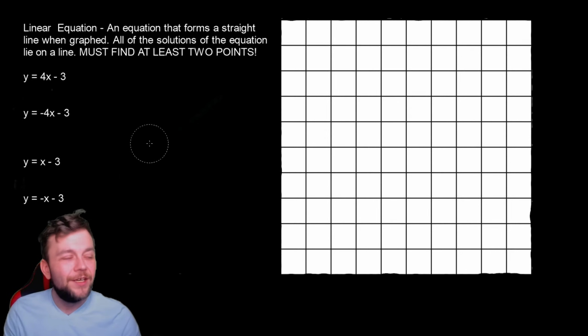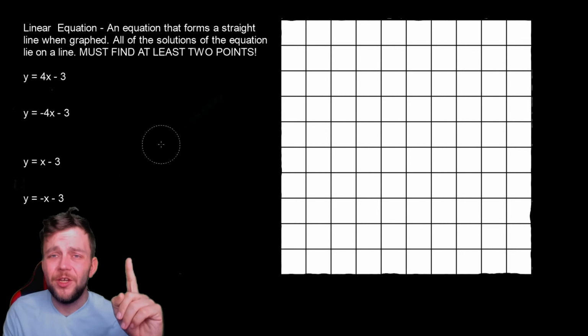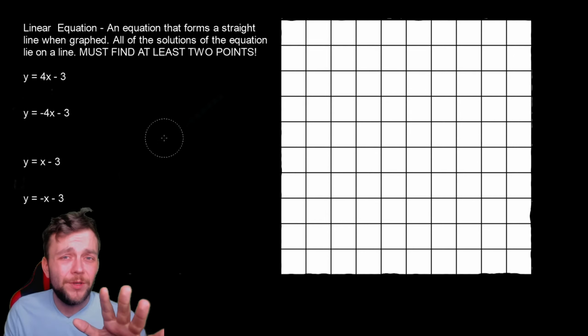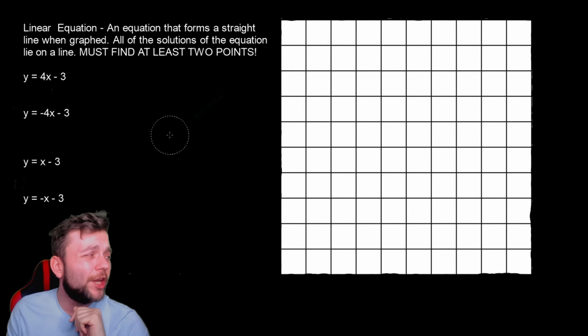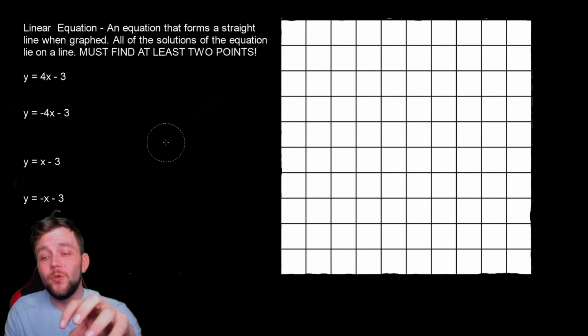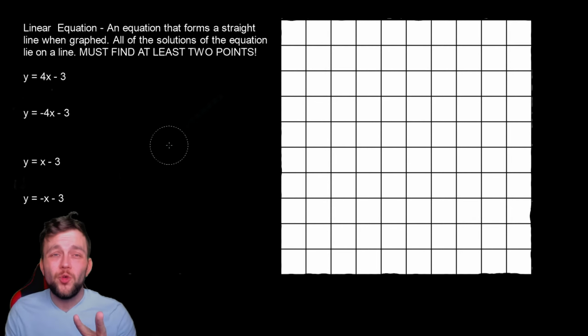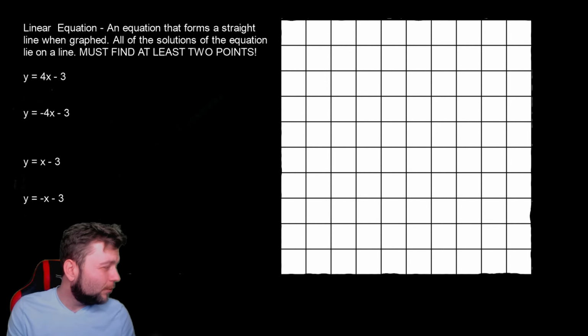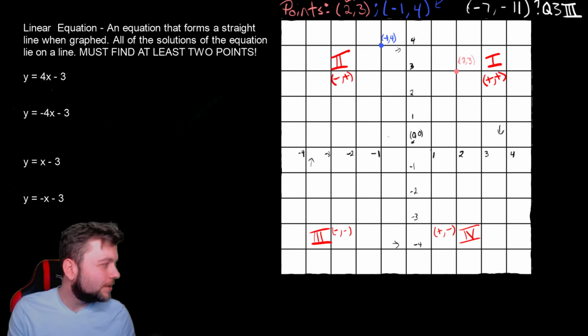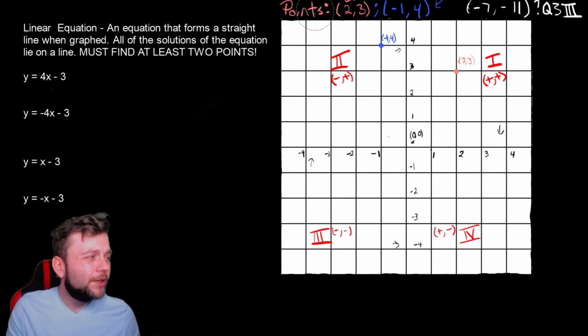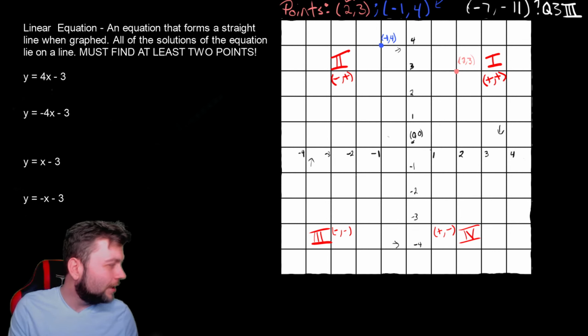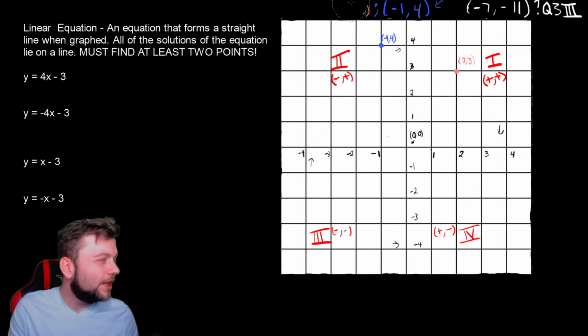Oops, that's okay. So here is our definition of a linear equation. Okay, so it says linear equation, an equation that forms a straight line when graphed. All of the solutions to the equation are on the line, and you must have 2 points. So let me bring back up this. There we go. So we can go ahead and we can erase all of this.